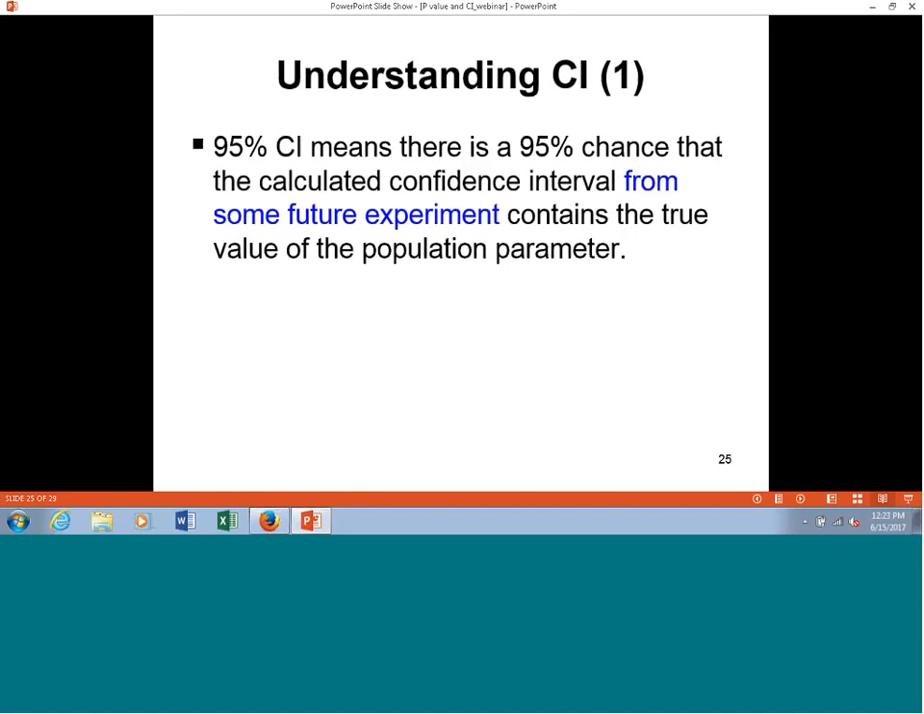Next, I will show a few correct interpretations of the confidence interval as well as incorrect ones. 95% confidence interval means there is a 95% chance that the calculated confidence interval from some future experiment contains the true value of the population parameter. It is very similar to the repeated experiments interpretation. It considers the probability associated with a confidence interval before we start the experiment. We know that 95% of the 95% confidence intervals we will compute cover the true effect size.